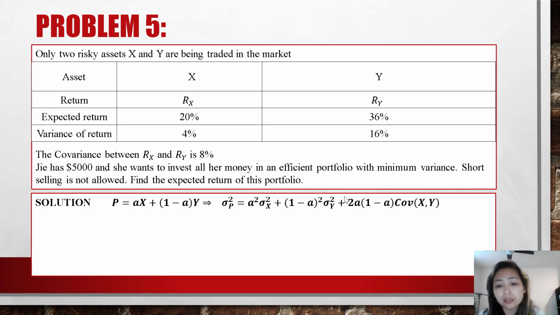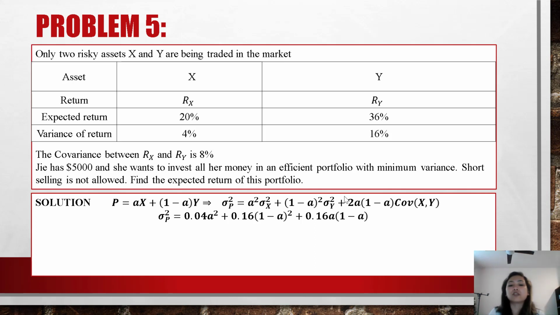And covariance is given at 8%. Sigma X squared is 4%, sigma Y squared is 16%. You see, this is a quadratic equation of A, right? This is a quadratic, and of course, the graph of the variance equation should be a parabola. So in order to minimize the variance, we are going to take the derivative of the variance with respect to A so that we can find out the value of A that minimizes sigma squared P. Here's sigma squared P by using the numbers given: 0.04A squared plus 0.16(1 minus A) squared plus 0.16A times (1 minus A).